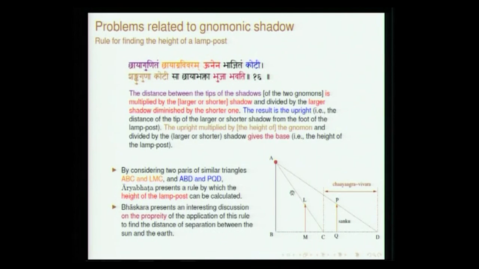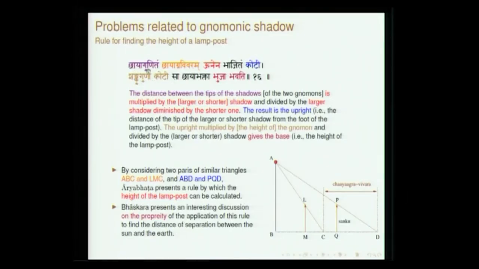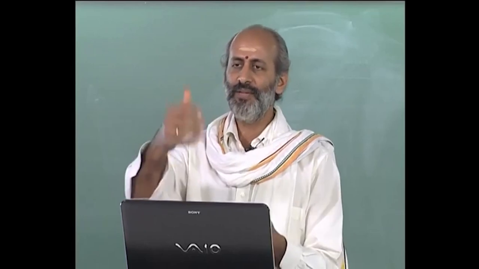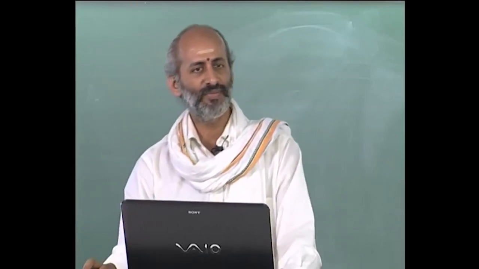So we will move on to another interesting verse in Aryabhatiya, and in fact the commentary to this verse by Bhaskara is something which is very edifying, I would say. I will discuss that. Chaya gunitam chayagra vivaram unena bhajitam koti shanku guna koti sa chaya bhakta bhuja bhavati. So the problem here is to find out the height of a lamp post. This can be considered to be a general problem of this nature.